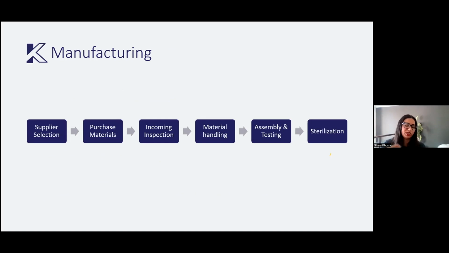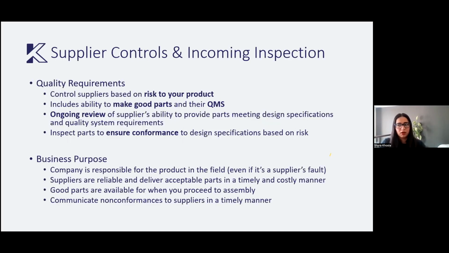You have supplier selection, you have purchasing of materials, incoming inspection, so making sure your materials are good, material handling, assembly and testing, and then possibly sterilization. And at any point in this, you might actually have third parties involved doing some of this work, or you might do it all yourself from incoming inspection onwards.